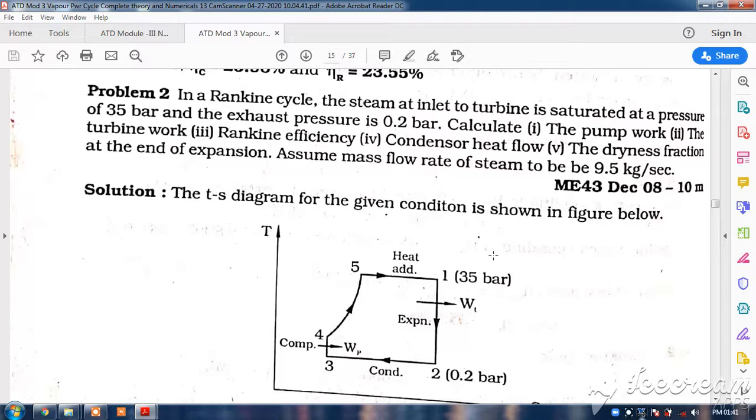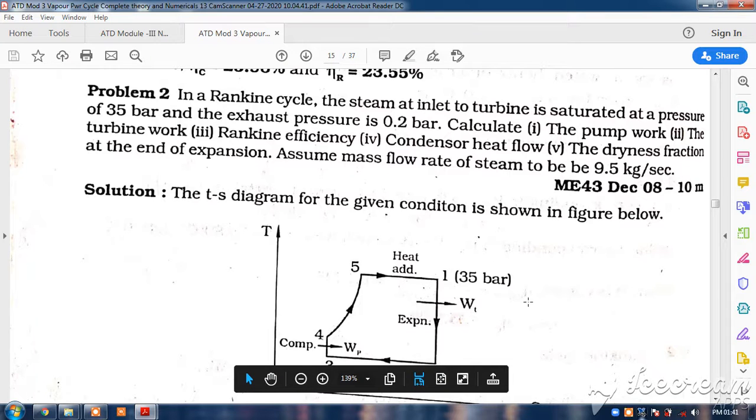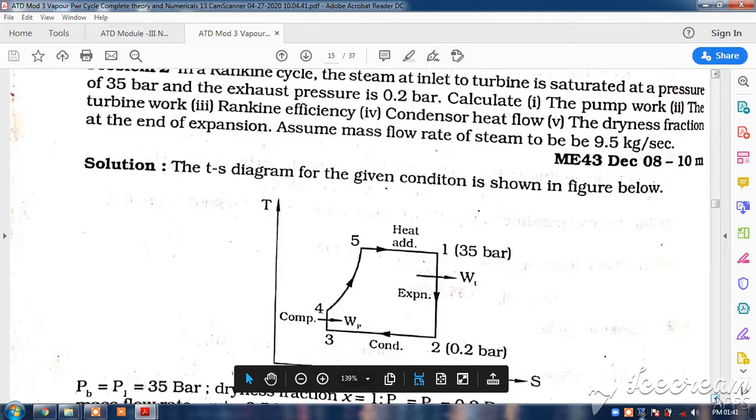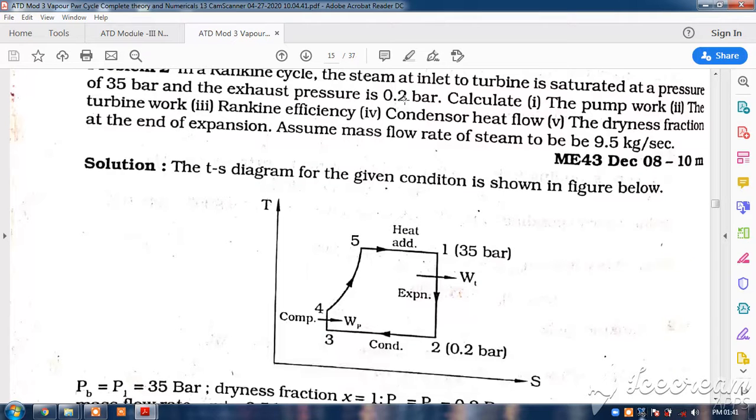Okay. So you can draw the TS diagram like this. This is saturated condition. Actually, if you take an Mollier diagram, straight away you can. These are two pressures given. The boiler pressure is 35 bar, condenser pressure is 0.2 bar, and here at 35 bar it is dry saturated.